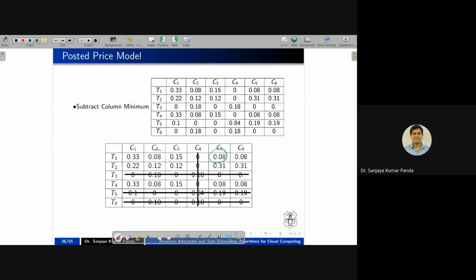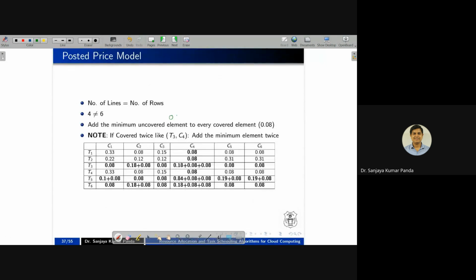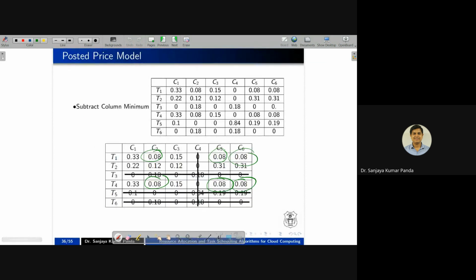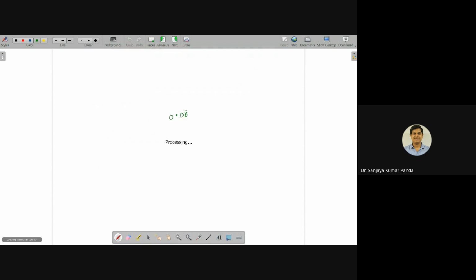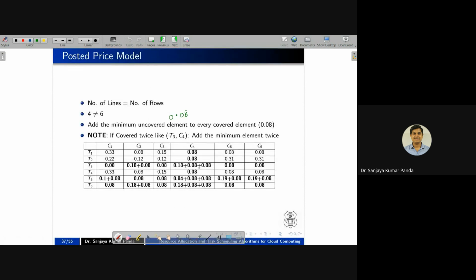The minimum uncovered element is 0.08. You can find it in many places. So that is the minimum uncovered element. The minimum uncovered element is 0.08, and you have to add that to every covered element. Covered element means those elements that are struck out. And if an element is struck out twice, like this 0.18, you have to add twice. So you will get a matrix like this, 0.18 plus 0.08 plus 0.08.